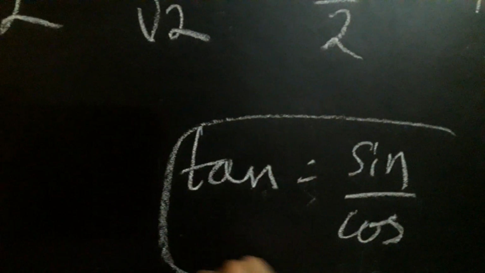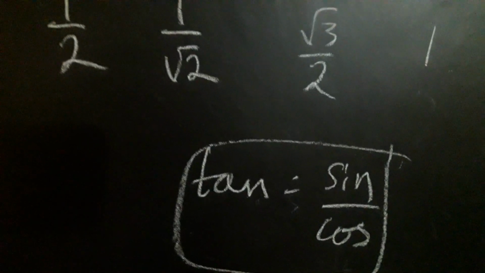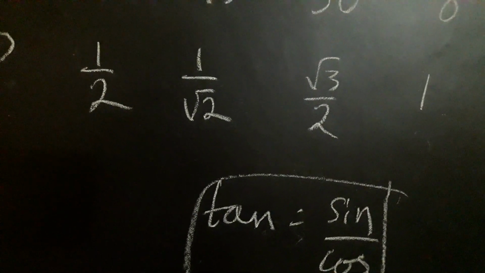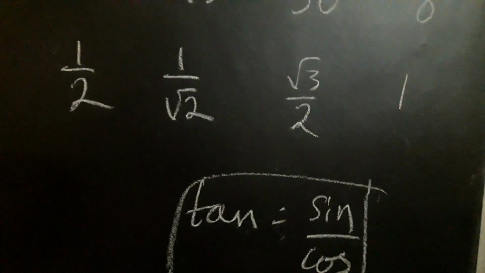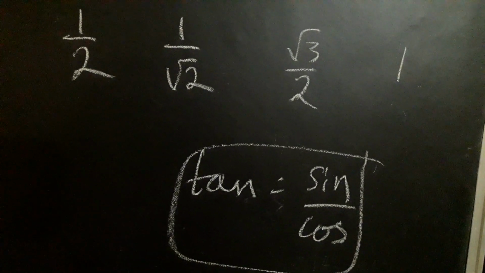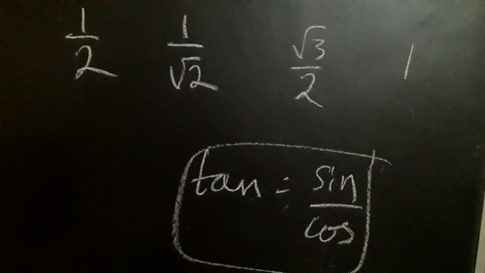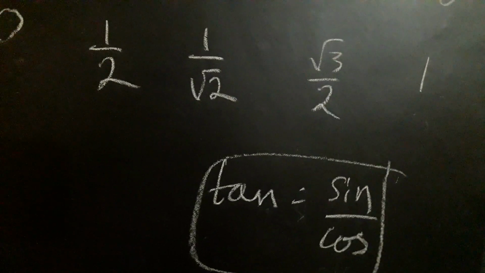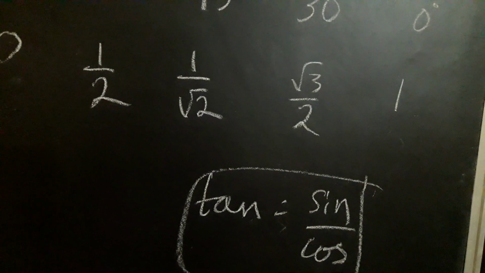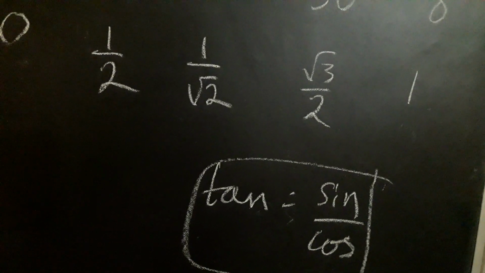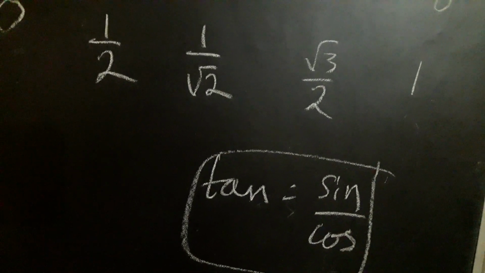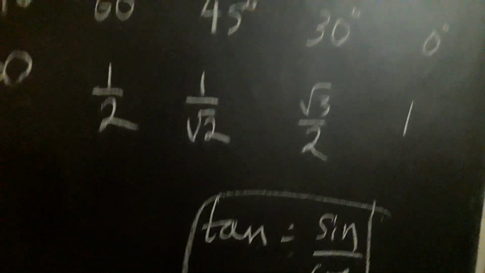Once we have sine, cos and tan in place, we can get the other three. Cosecant is 1 by sine. Secant is 1 by cos. And cot is 1 divided by tan. The reciprocal ratios precisely. And remember the rule always, 0 divided by a non-zero number is defined and it is equal to 0. But division by 0 is not allowed. Whenever 0 comes in the denominator, it is not allowed.